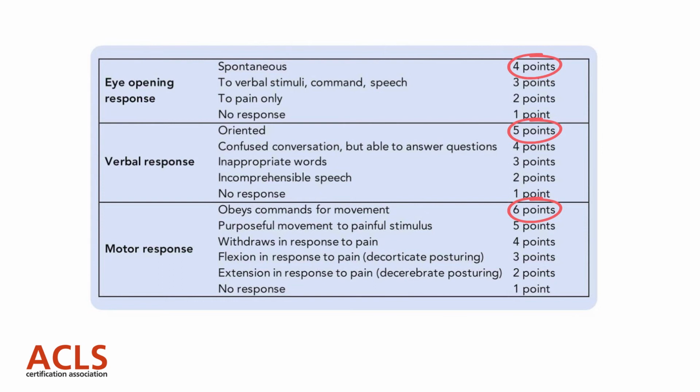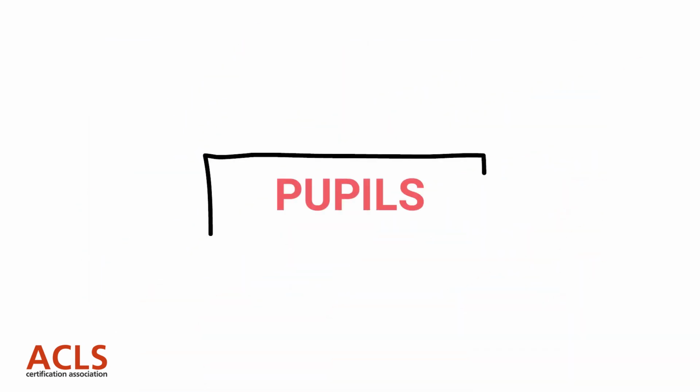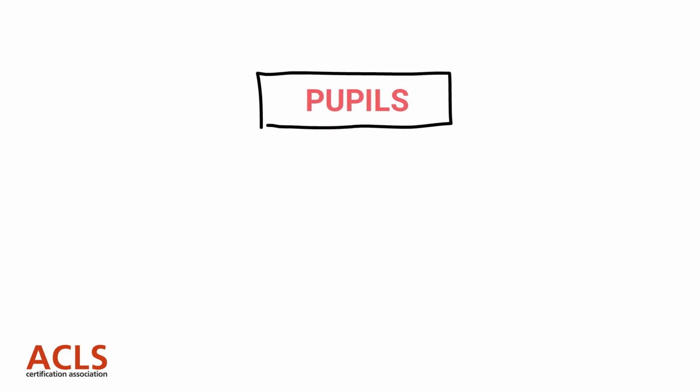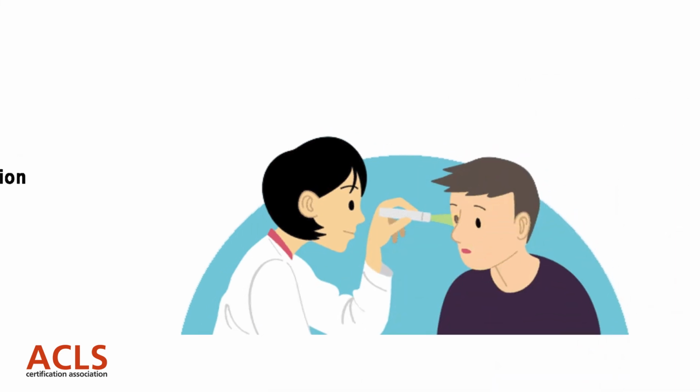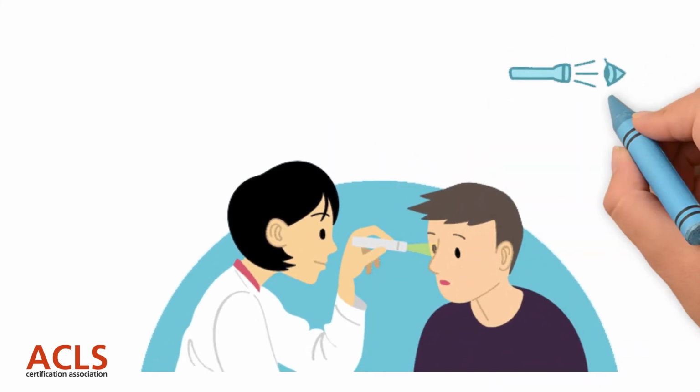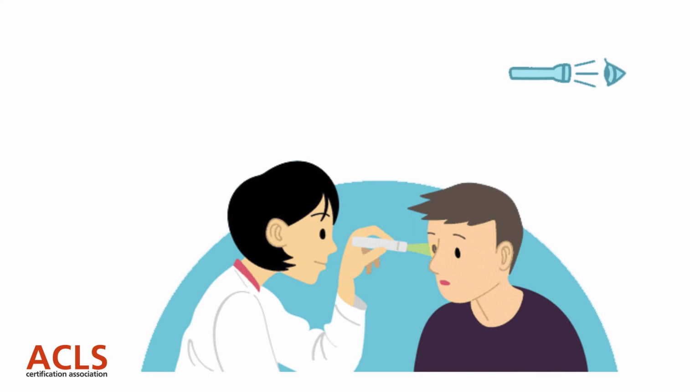The next thing we check every time we do a physical assessment is the patient's pupils. Everybody knows what PERLA stands for. It stands for pupils equal, round, reactive to light and accommodation. When you're looking at reactive to light, obviously that's when you're shining the light in their eyes. I always tell my patient to look at my nose when I'm shining the light in their eyes.